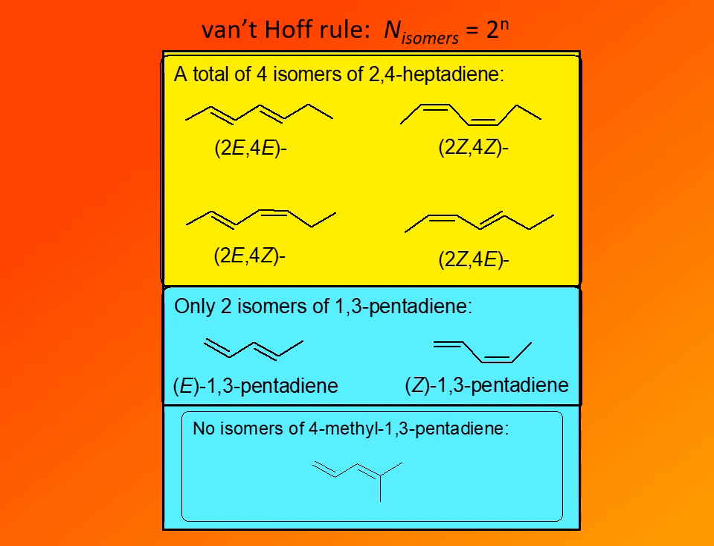So from these examples you can see that a diene could exist in only one form, or may have two isomers, E and Z, three isomers, EE, ZZ, and then EZ and ZE are identical, or all four isomers are different. So you should be proficient in identifying the number of isomers and naming them.